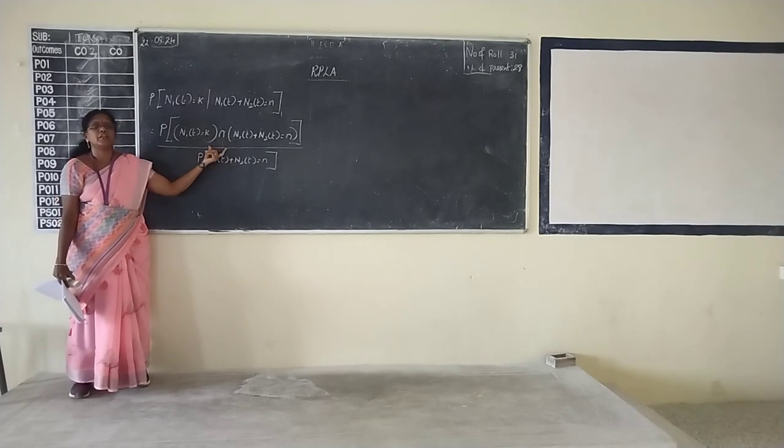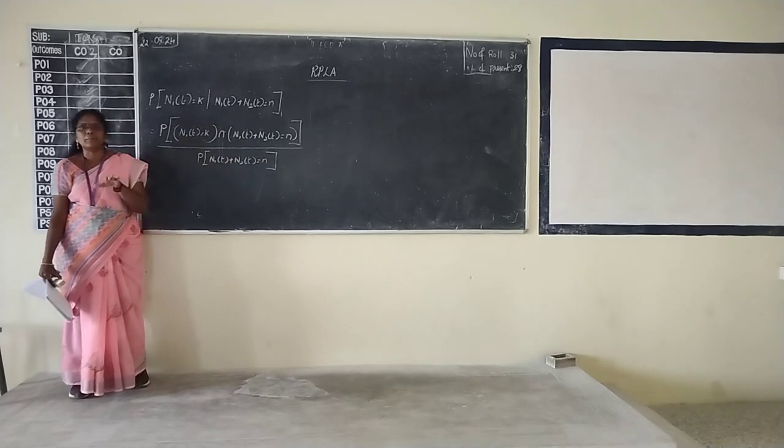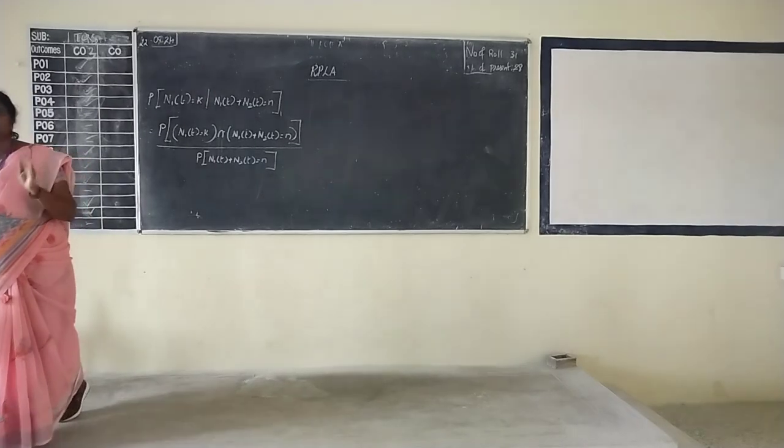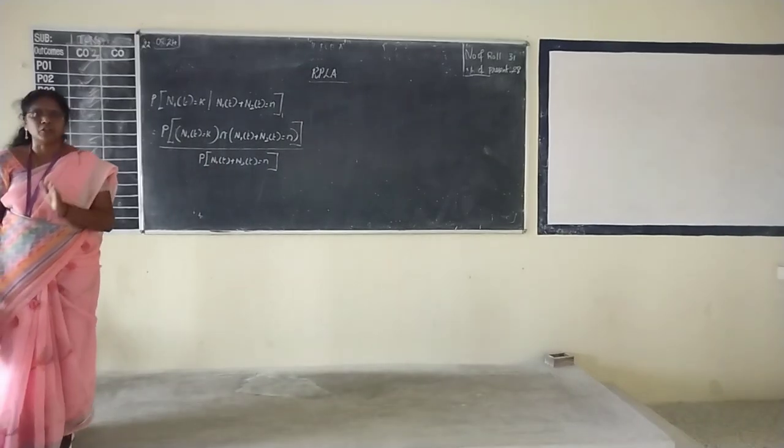But let us simplify the numerator. Why? Because in that it is an intersection. You can't apply the formula directly. When you can apply the formula, you are able to split them into different groups.